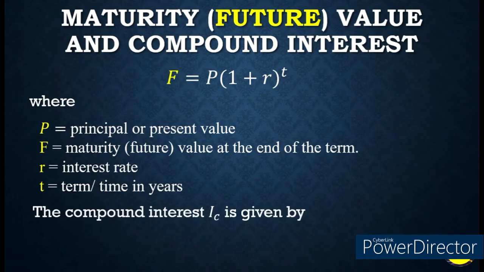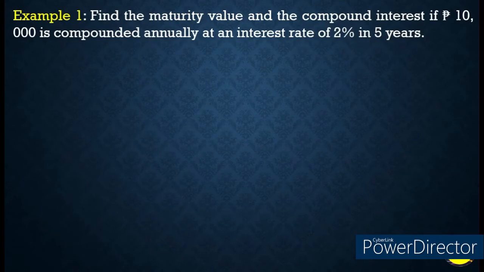And the compound interest is given by, once na nakuha natin yung future value, so that is F minus P, or the future value minus the present value. So for example, find the maturity value and the compound interest if 10,000 is compounded annually at an interest rate of 2% in 5 years. So dapat malinaw sa atin yung mga given bago natin i-substitute sa formula na gagamitin natin.